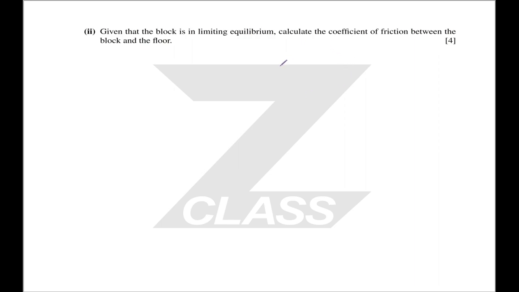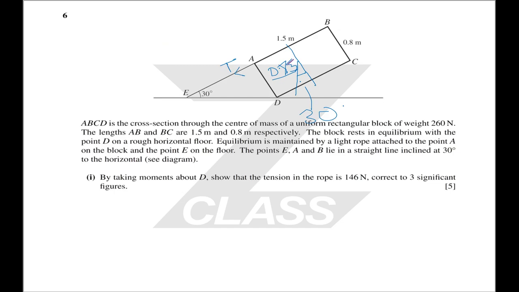So, given that the block is in limiting equilibrium, calculate the coefficient of friction between the block and the floor. Limiting equilibrium means our block is trying to move around here. Best way to take this now is to isolate the moment from the frictional force. And I would argue that the easiest way to do that is taking moments about our center of mass. Okay? So we know where our center of mass is from symmetry. We've got 0.4 up here and 0.75 across here.